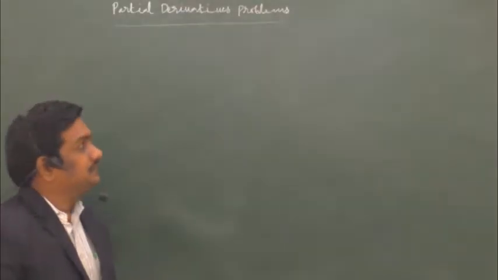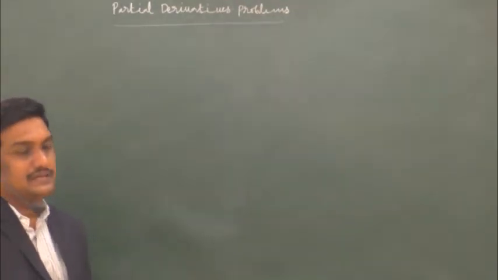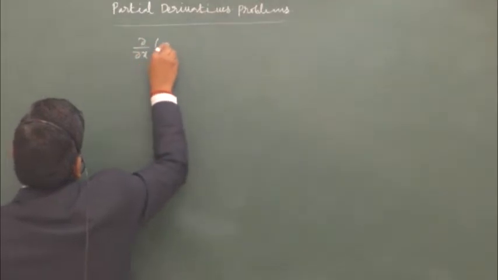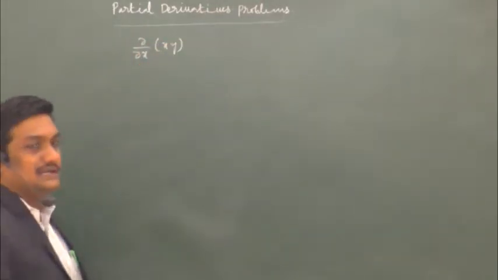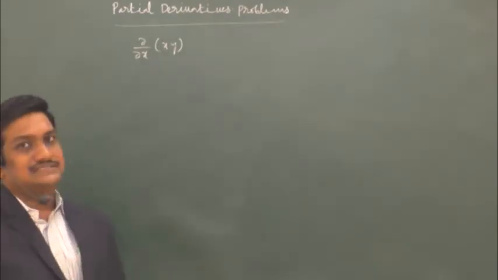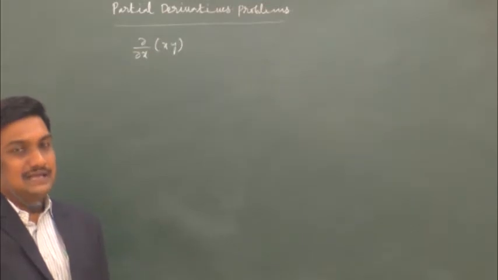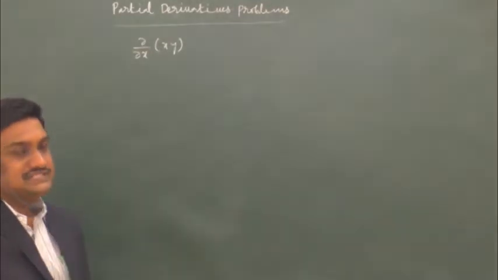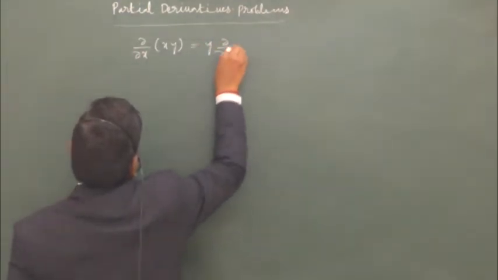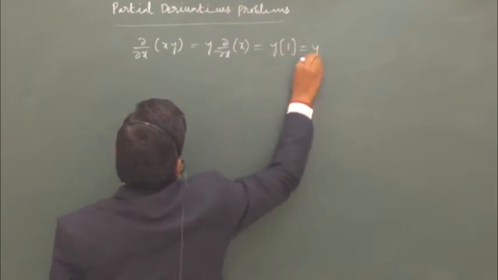Now, let us see the basics of partial derivative. Suppose ∂/∂x of xy. If you want to calculate ∂/∂x of xy, since it is partial derivative with respect to x, the other variable y will be constant. This will be y into ∂/∂x of x. It is y into 1 and it is y.